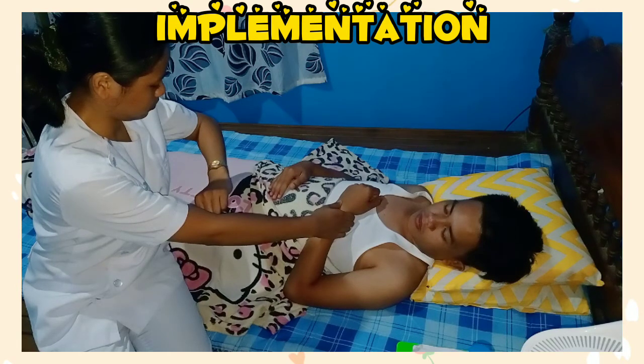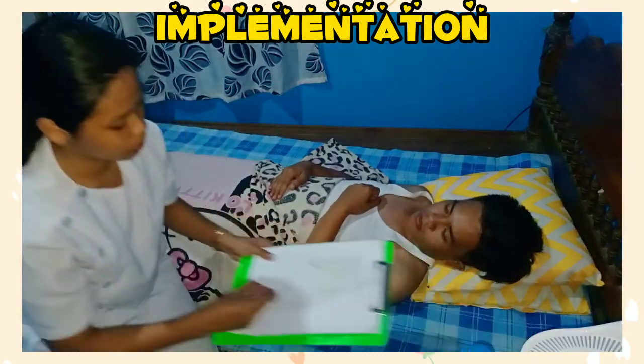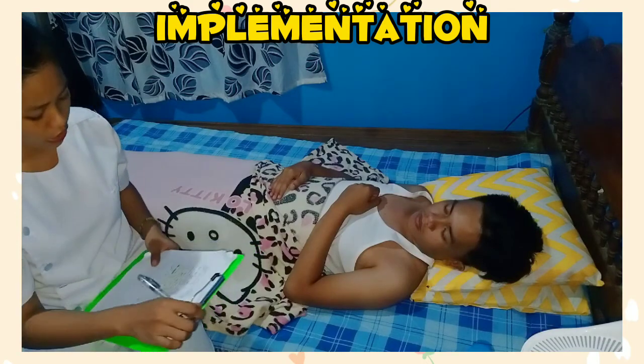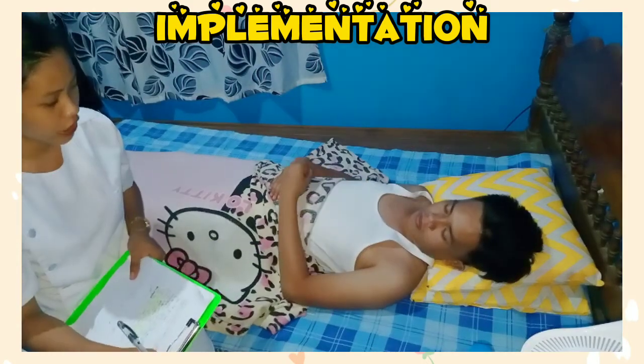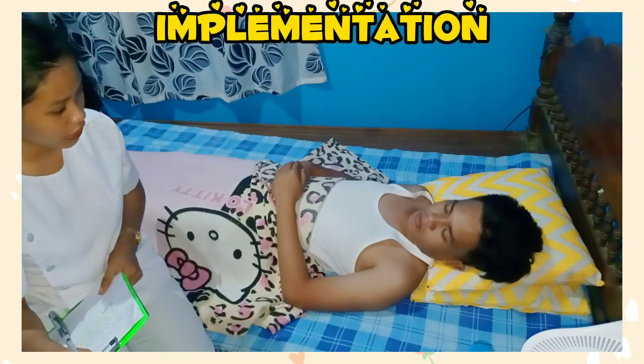After that, document the respiratory rate of the patient in the vital signs record sheet. So, Mr. Jorel, your respiratory rate is 16 and that's normal. So, that's all for today, sir. Thank you.